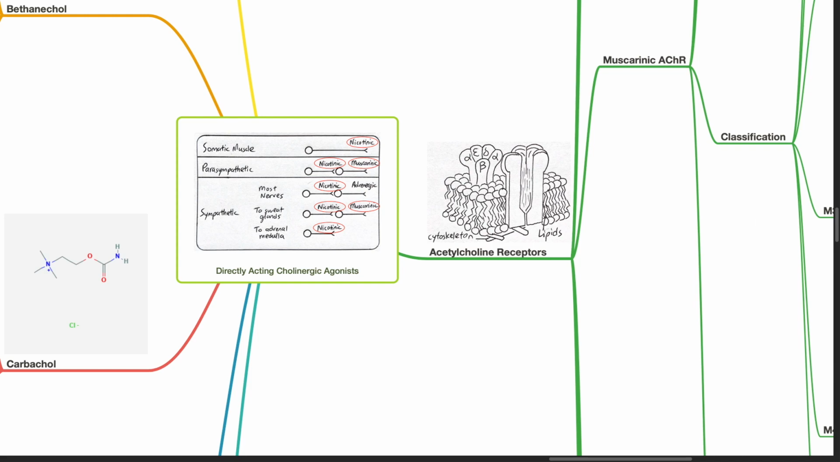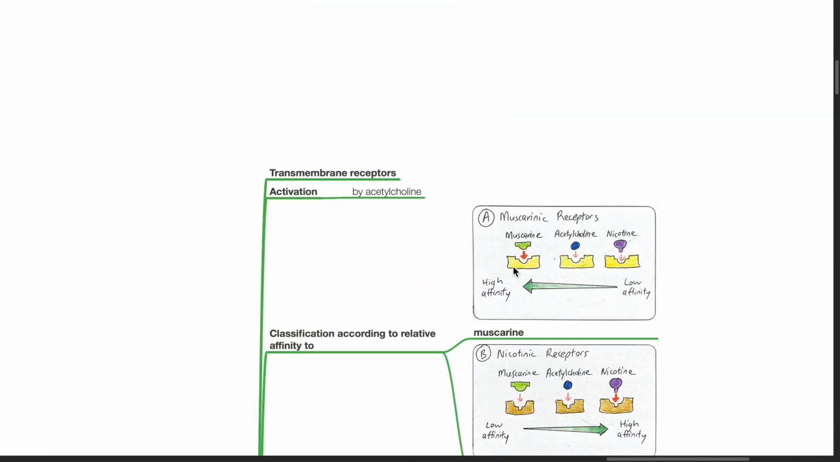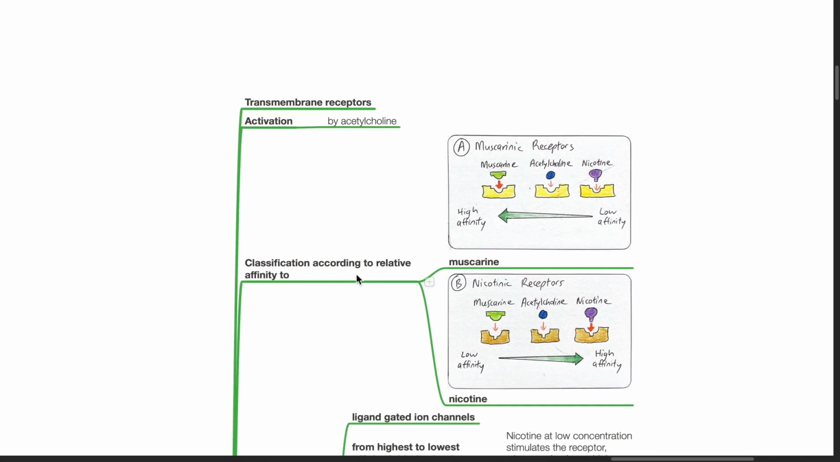Today we'll be discussing cholinergic agonists, acetylcholine receptors. These are transmembrane receptors and are activated by acetylcholine. They are classified according to the relative affinity to muscarine and nicotine.